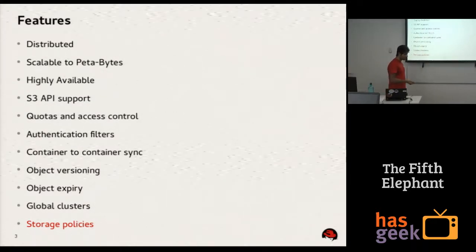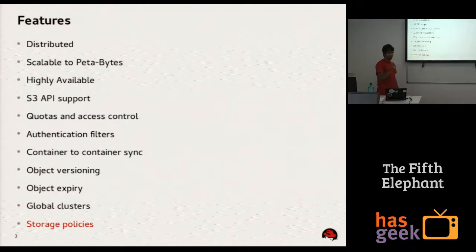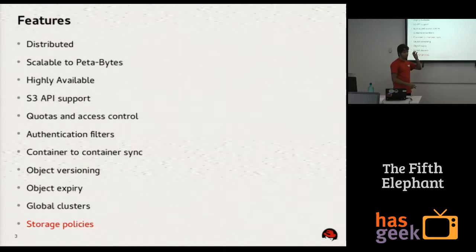For example, until now, before this feature was implemented, all your data would be stored with a rigid replica count. For example, for an entire cluster, the replica count would be 3, then all the objects would be replicated thrice. But with storage policies, you can set one storage policy per container. You can say that all the objects that go into this container would be stored in 3 copies, and let's say all the objects that go to another container would be stored in 2 or 1 copy.